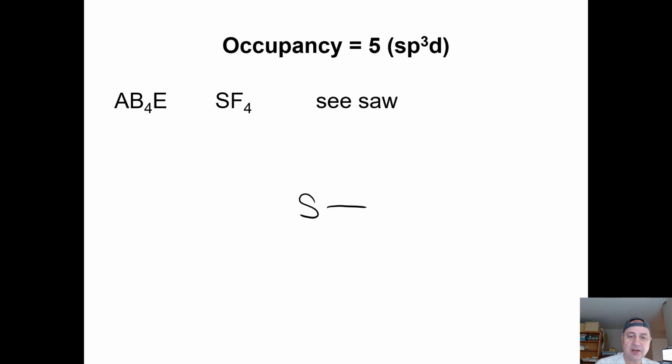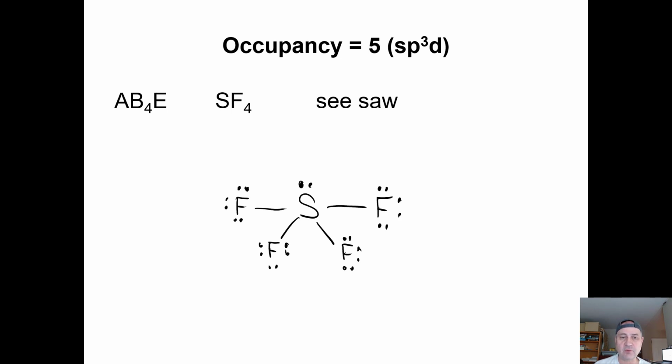So SF4 is the example. And so I choose simple examples. There's a lone pair here. Make sure that you include all of your electrons here. So there should be 6 electrons on each fluorine, so that all of them get their octet. And that is important for you to include. I will take off points if you don't do that. Okay, so that's AB4E. Now we remove the next one.